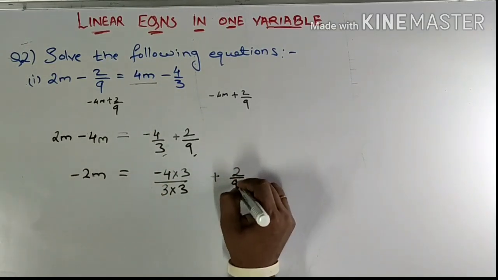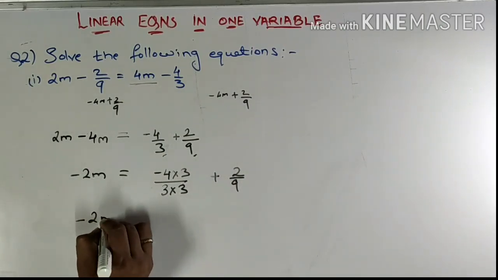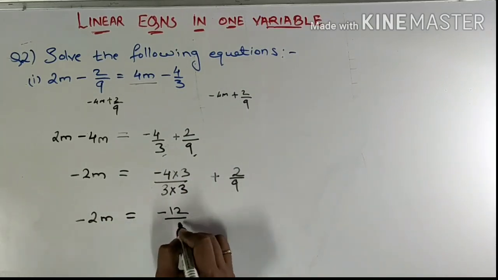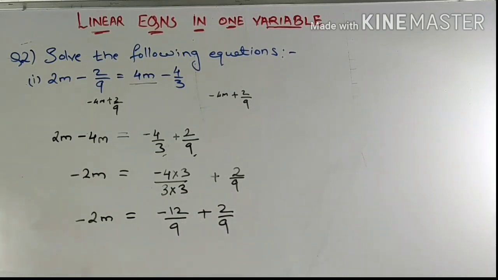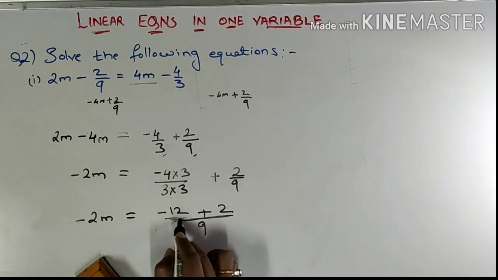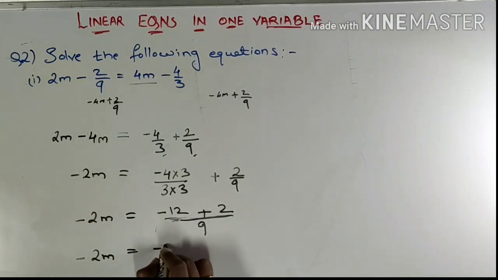Moving ahead, I will keep this standby until the denominators become same. Over here, minus 2m is equal to minus 4 into 3, which is minus 12 upon 9, plus 2 upon 9. Now the denominators are same. So I'll keep a common denominator for both the fractions. Hence, I can now operate with the numerators. So this gives me minus 2m is equal to minus 12 plus 2, which is minus 10 upon 9.